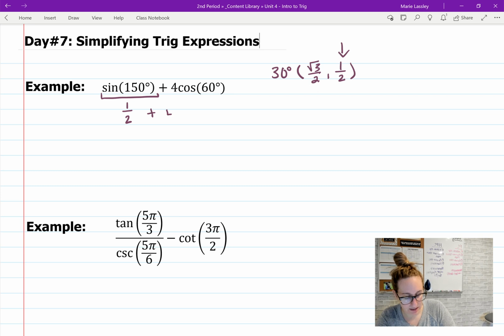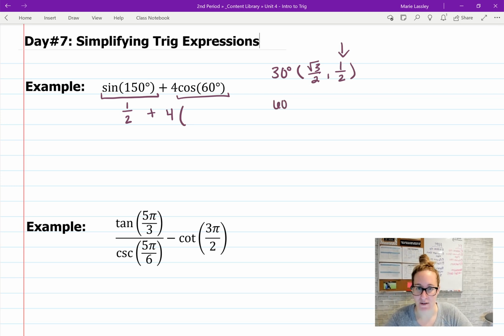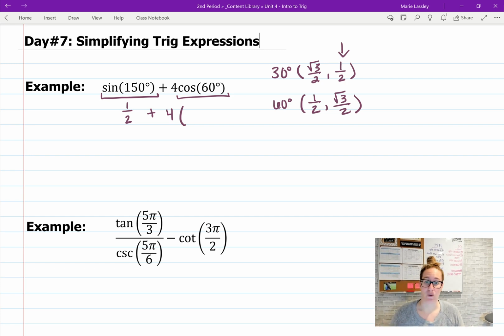So I have 4 times the cosine of 60. So now I need to figure out what is the cosine of 60. All right, so 60, it's kind of nice because we already have 30 right there. So 60 is the same numbers, just switched, right? So you have 1/2 and then comma square root of 3/2. So cosine of 60, and this is just in the first quadrant, so everything is positive. Cosine is our x value, so I'm just gonna look at my x value, and that is my cosine. So I'm just gonna plug in that 1/2 for cosine of 60.